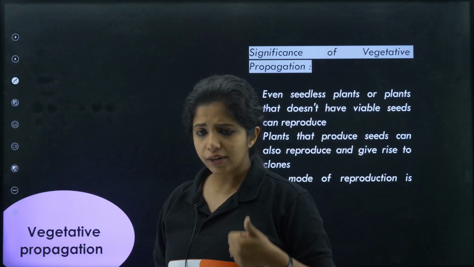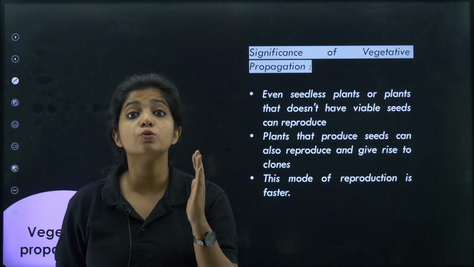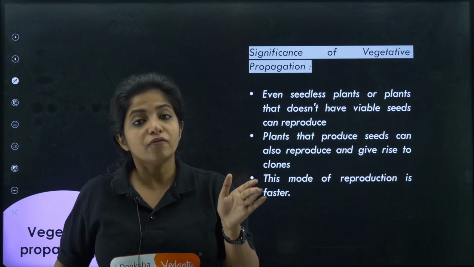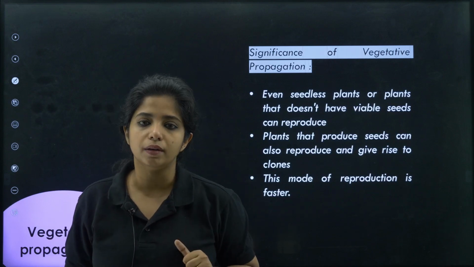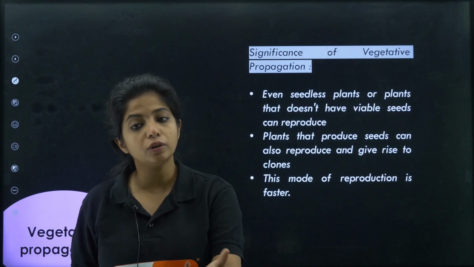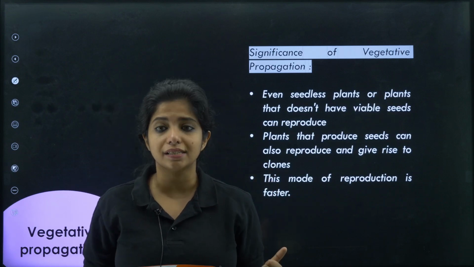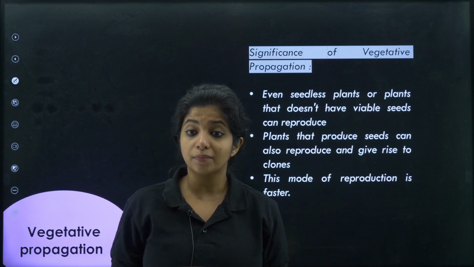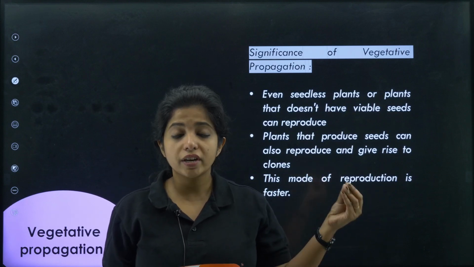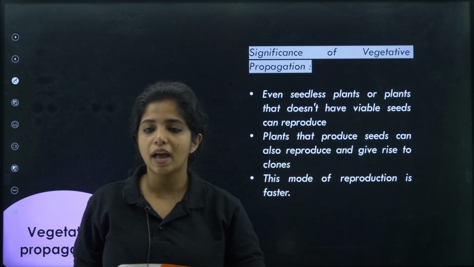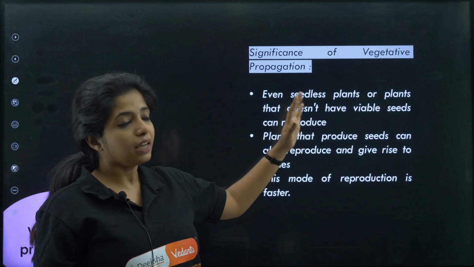Now, there is a very important significance of vegetative propagation. Why do you think it's important? First thing, even plants that do not produce viable seeds can reproduce. There are certain plants which produce seeds, but these seeds are not viable. Even if we put them somewhere, they won't grow into a new plant. For example, banana does not have viable seeds. So how to reproduce them? You can use this technique, that is what? Vegetative propagation.